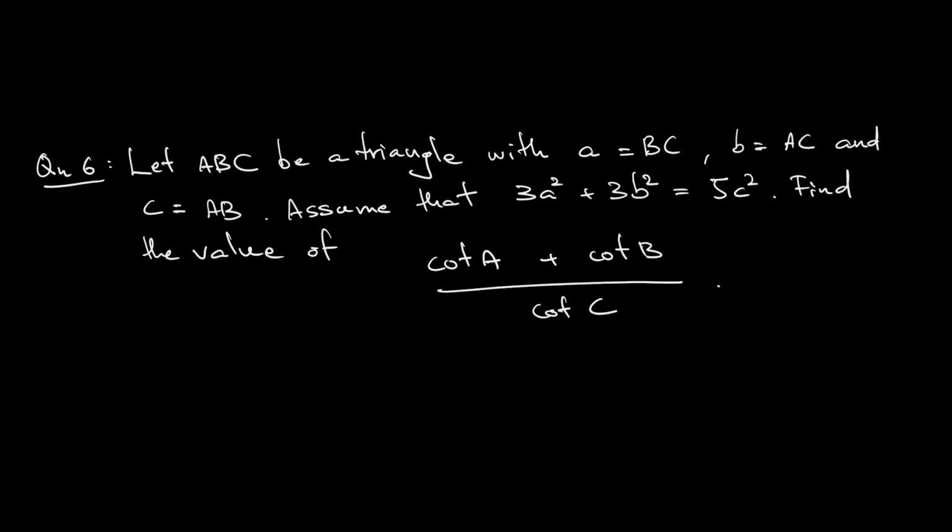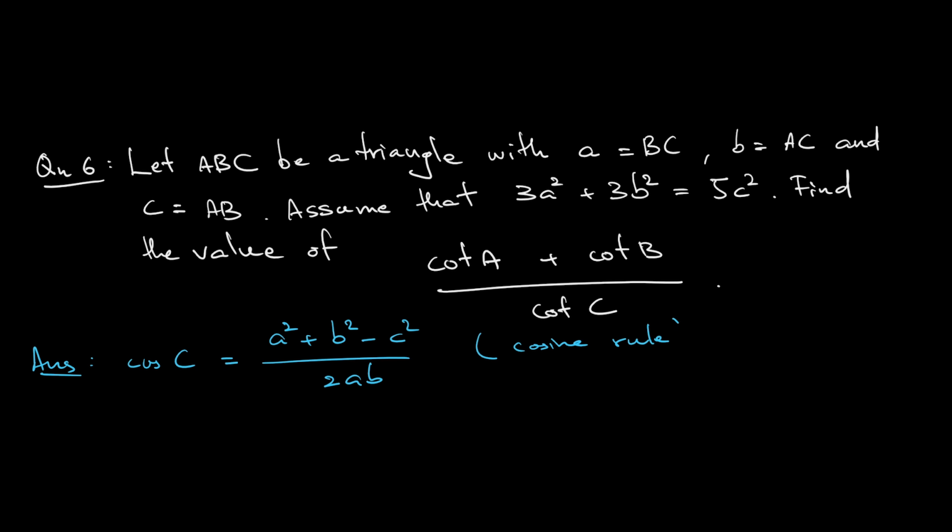Okay, let's try this trigonometry question. Cosine rule will give you cosine of angle C equal to a squared plus b squared minus c squared over 2ab, right? So here we are basically just using the cosine rule. Next, from here, it's not hard to see, given this condition.